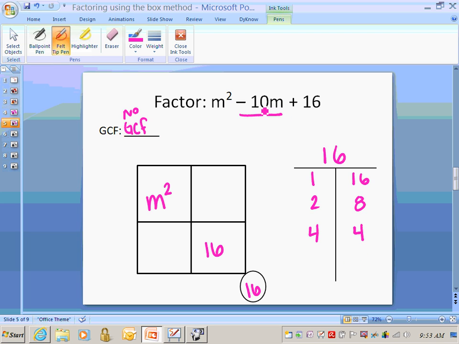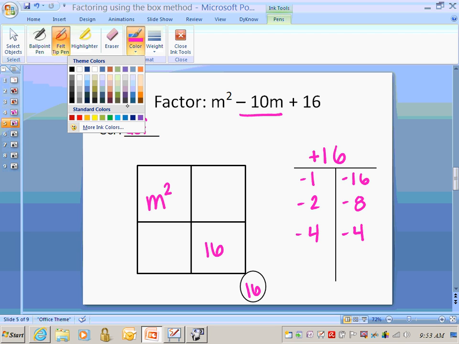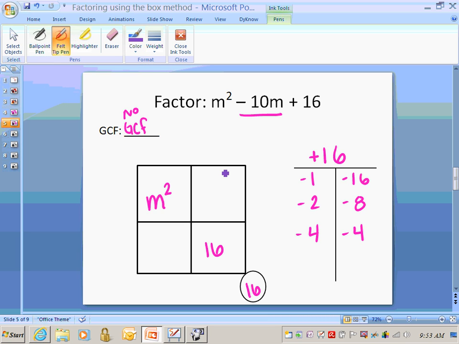They add to a negative, so what do I know? Both of them have to be negative, good. They have to multiply to give me a positive, so they both have to be negative. And which one am I going to choose? Negative 2 and negative 8? Or add to negative 10? So negative 2m, negative 8m.